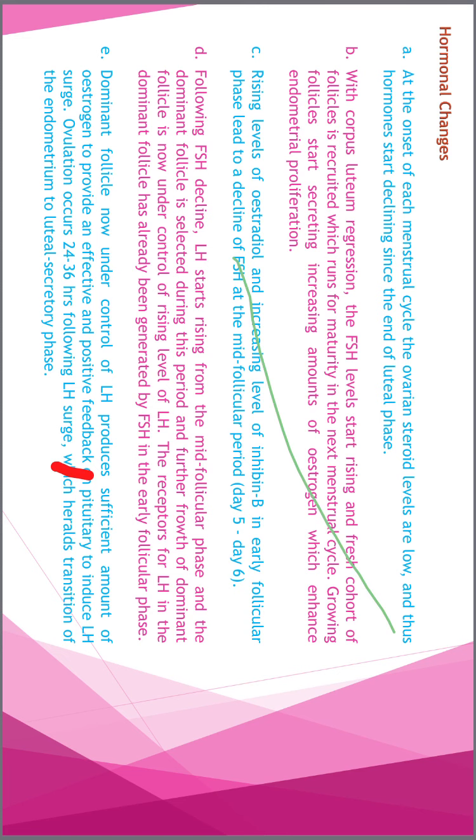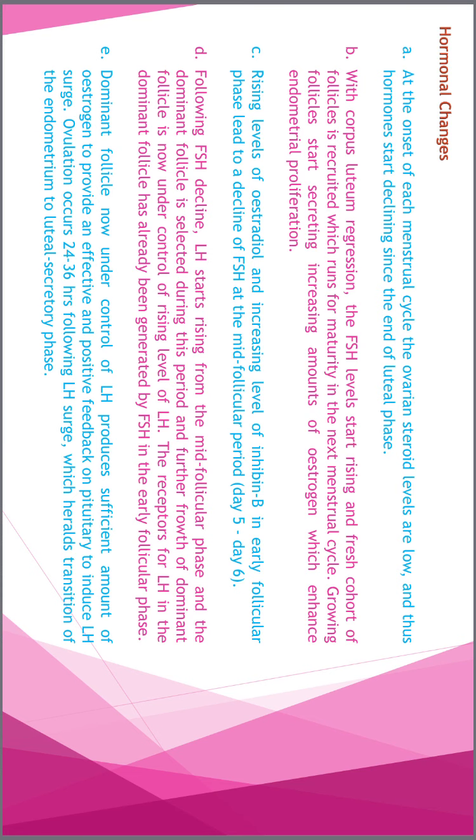At the onset of the menstrual cycle, all steroidal hormones are low. With corpus luteum regression, meaning the corpus luteum has now found out that pregnancy is not going to happen, that is called corpus luteal regression, FSH will start the cohort of follicles. Follicles grow under the influence of estrogen along with endometrial proliferation. Rising level of estrogen leads to decline in FSH. Following FSH decline, LH comes into action. In the mid follicular phase, LH will rise, leading to further growth of dominant follicles.